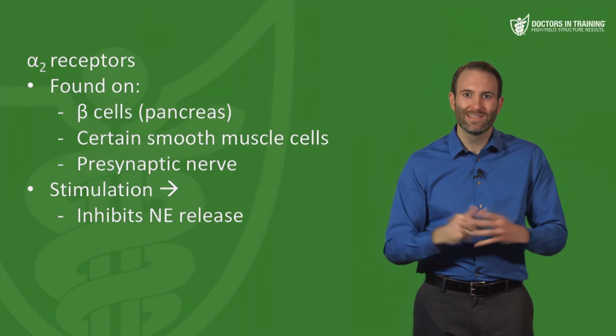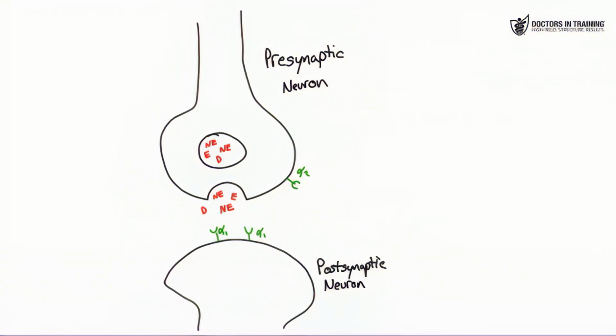So let's go through an example. You have a sympathetic nerve fiber, and it's been stimulated to release norepinephrine. Some of that norepinephrine is going to circle back and then bind to the alpha 2 receptor on that same neuron. And what is it going to do? It's going to cause inhibition of further norepinephrine release. So this is actually a negative feedback mechanism. And then also because they're present on the pancreas, it acts to inhibit insulin release.